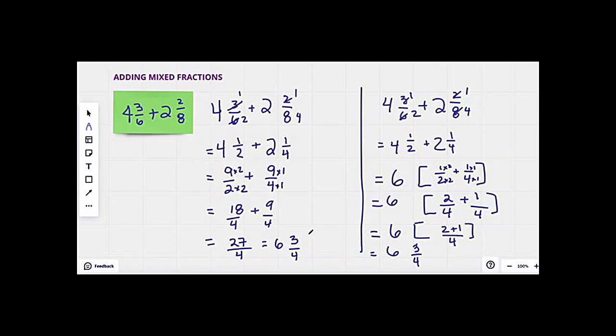So you'll notice we got the same answer no matter the method that we use. Just up to you what's easiest for you. I kind of like separating the whole numbers first, but it can get tricky when you have a lot of fractions to add, but I find it's a little bit cleaner, but it's up to you. They both give you the same answers.